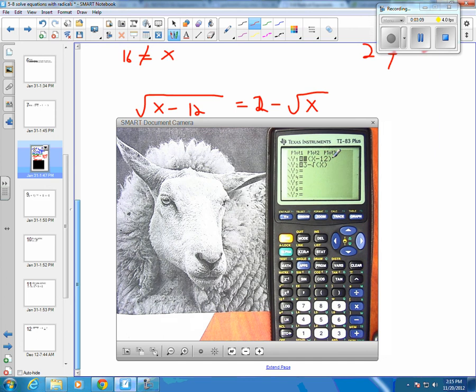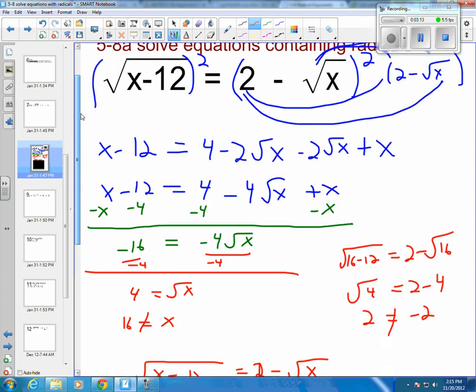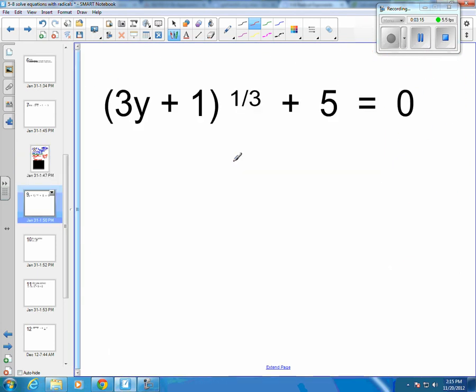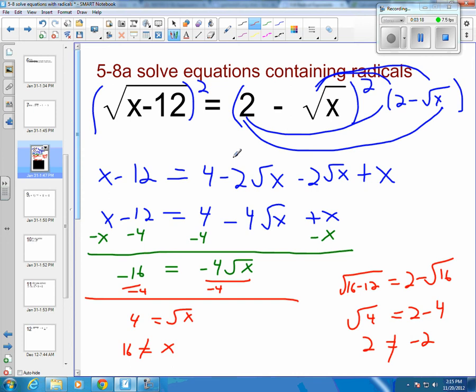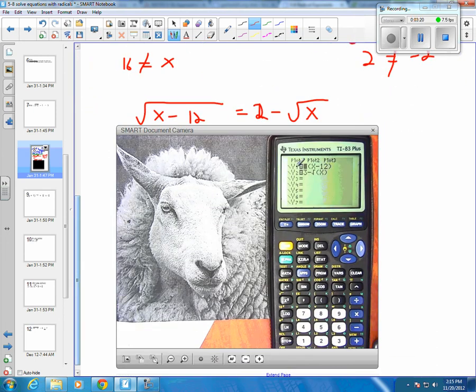So if I'm going to take the first one and put it in my y equals on line 1, and then I'm going to take the second part, and that should be a 2, shouldn't it? I have a 3. Let me go to the right machine here and go down and change that to a 2. So 2 minus square root of x, and square root of x minus 12.